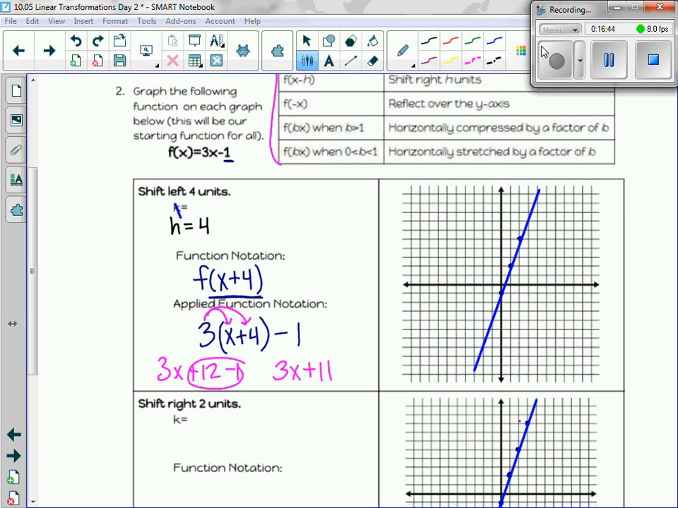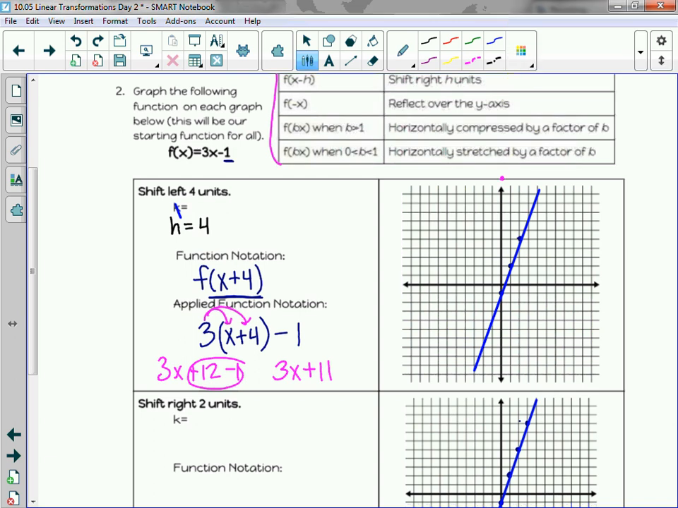1, 2, 3, 4, 5, 6, 7. So 11 is not really on there, but we'll just pretend like it is. And we're going up 3 and over 1. So up 3, right 1, which means we can go down 3. So 11.